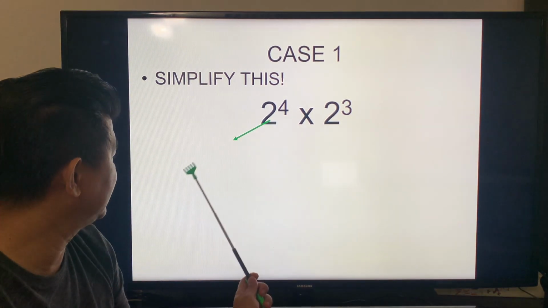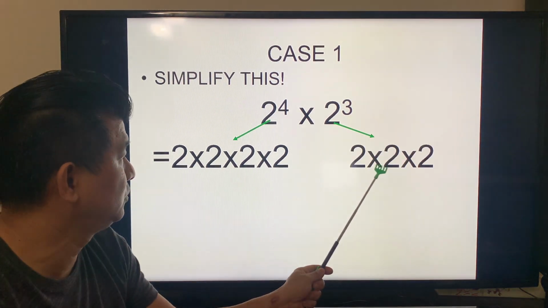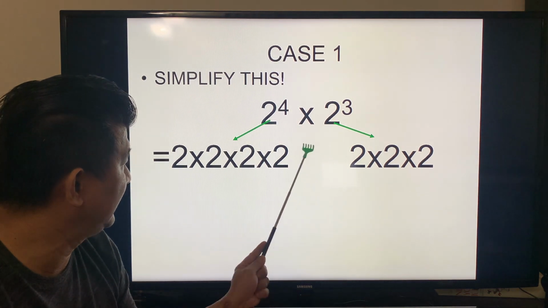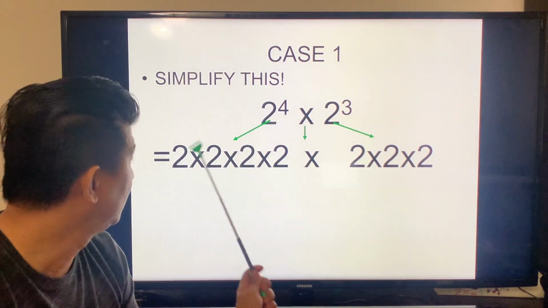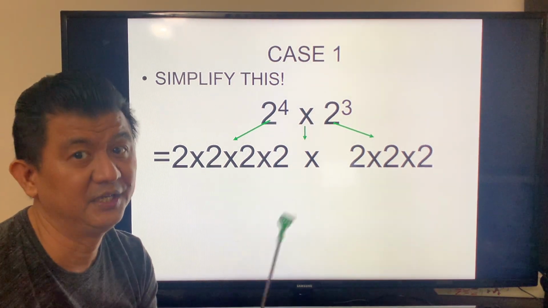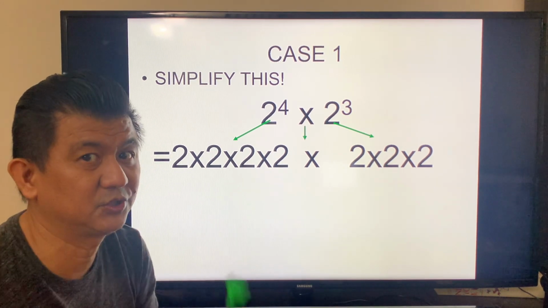So 2 to the 4th is expanded as this. 2 to the 3rd is expanded as 2 times 2 times 2. Since the operation in the middle is a times, I put a multiplication sign. Okay, guess what? All the bases are the same. Can you simplify it? Remember, mathematicians are lazy. They don't want this long one. They would make a shortcut.